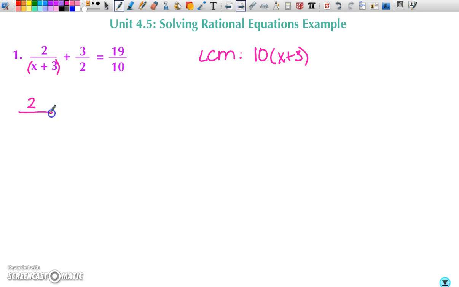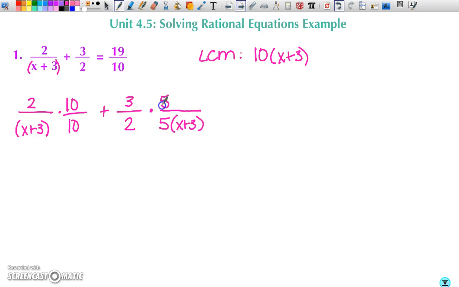So I'm going to take that 2 over x plus 3, and we need this 10 piece to be a part of this first fraction. So we're going to multiply by 10 on the top and on the bottom. Here we have 3 over 2, but we need it to have a 10 and also an x plus 3. Since it already has a 2, we only need to multiply by 5 in order to get 10, and then we also need the x plus 3. Whatever you do on the bottom, you must do on the top as well. And then set that equal to 19 over 10, and what are we missing here? That would just be the x plus 3 piece, so we'll do x plus 3 top and bottom.